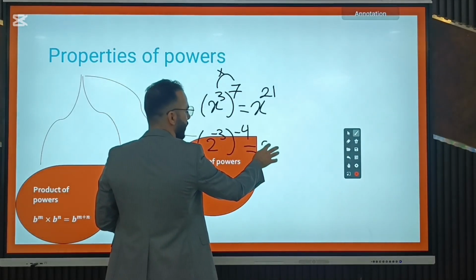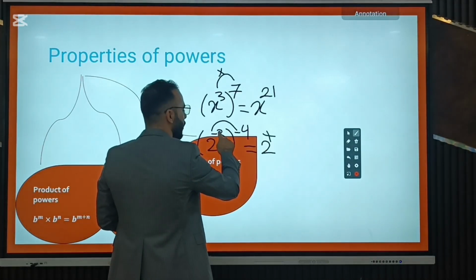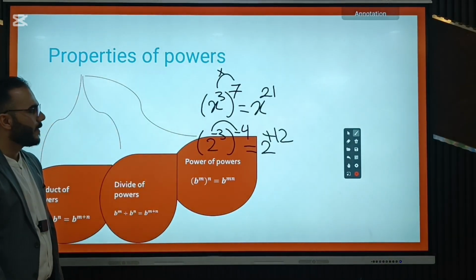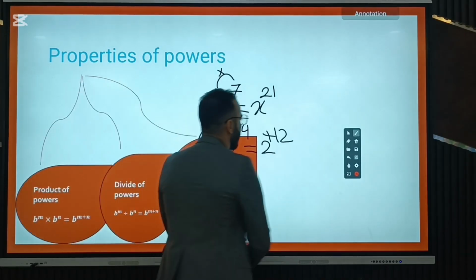So in that case, you are going to say that, okay, keep the base, which is 2. Negative times negative, positive. 3 times 4 equals 12. This is how you are going to evaluate that type of power, guys.